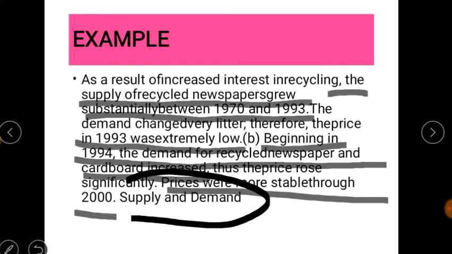So here supply and demand is also an element of decision making. Our main purpose is to decide how much risk is acceptable. So supply and demand is also an element of decision making.